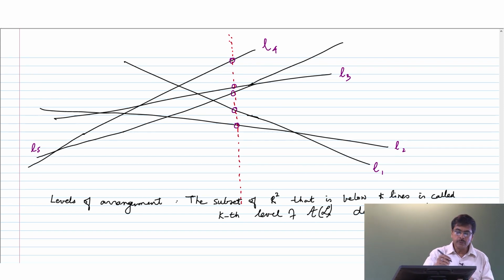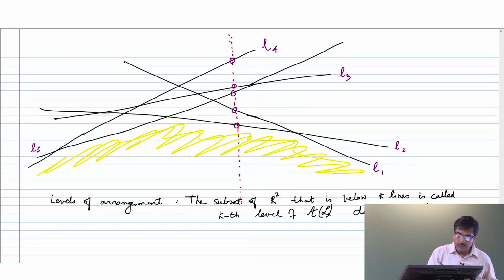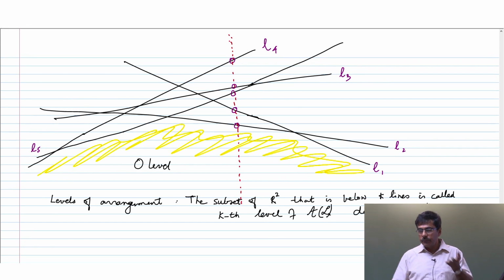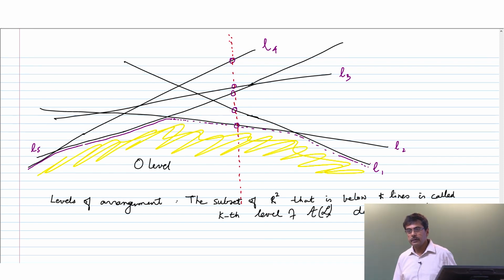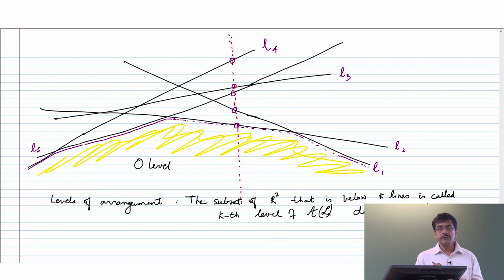According to this definition, we can even have a zero level, right? This part is basically the zero level, because it is below the first line. And I can draw the boundary of the zero level easily, maybe like this. So this is the boundary of the zeroth level. And then as I cross this boundary, I get the first level, level 1.